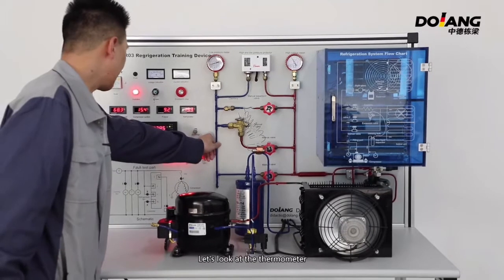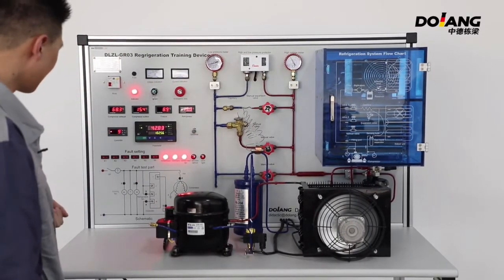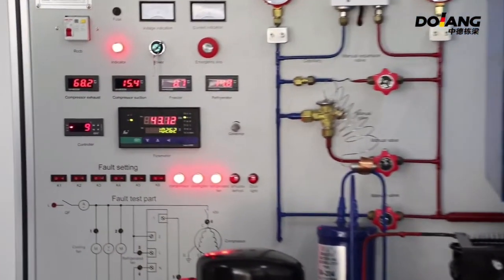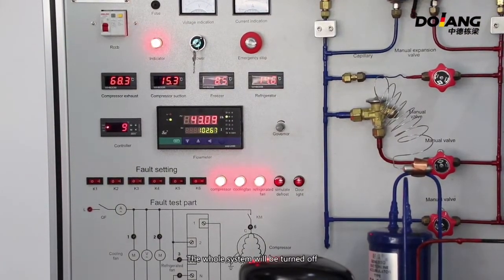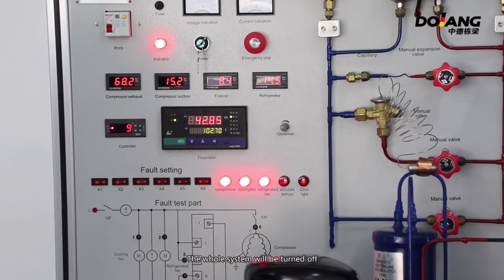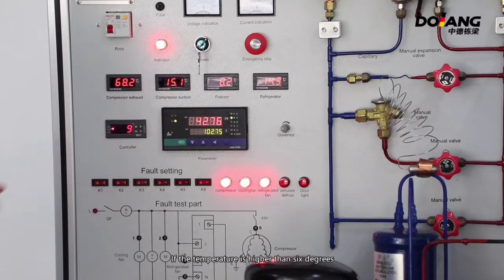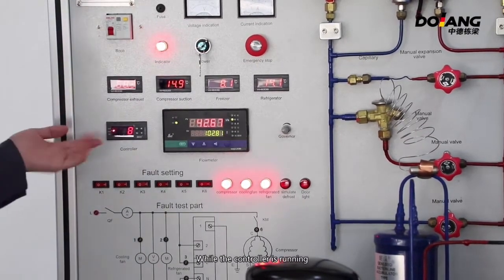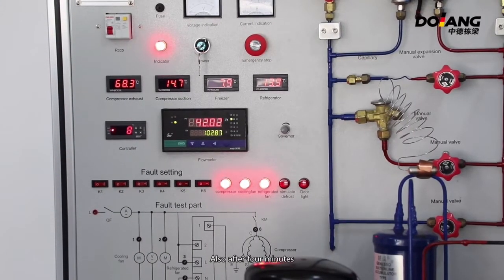This plate is cool. Let's look at the thermometer. The thermometer shows the temperature of the controller. These 2 temperatures have 1-to-1 correspondence. Now the temperature we set is below 0. The whole system will be turned off if the temperature is higher than 6 degrees. This device will run automatically while the controller is running. This light will keep flashing. Also, after 4 minutes, the equipment is running again.